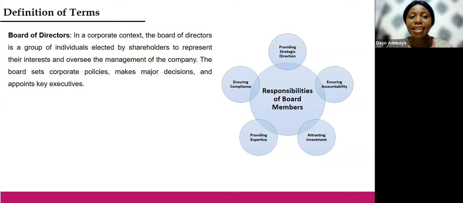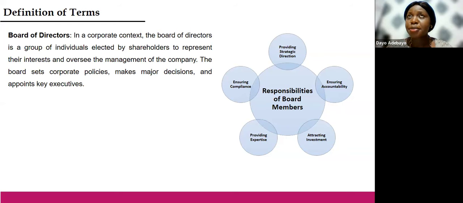Like I mentioned, they are the key group of individuals elected by shareholders to represent their interests and oversee the management of the company. And they have their responsibilities. The responsibility of the board of directors is to provide strategic direction. Don't forget, we said they have key interests. They are the shareholders, so they have major interests, and they are protecting them. So whatever it takes to ensure that the organization is running effectively, they are going to do that. And the board members of an organization don't want to see everybody. There are some key people they look out for.